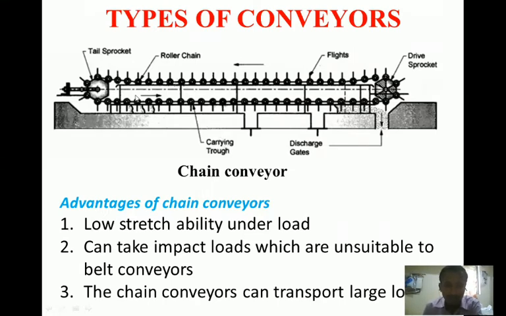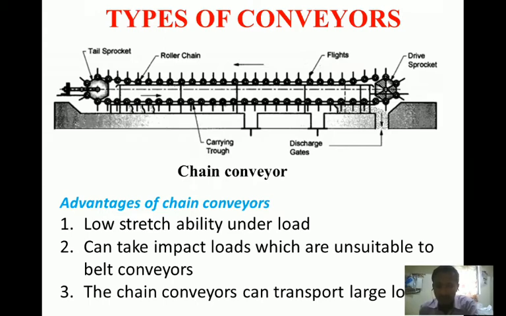So here the material is discharged, and whatever material has fallen will be discharged somewhere else. So when can we use this type of conveyor? This type of conveyor is specially used where the load is high.